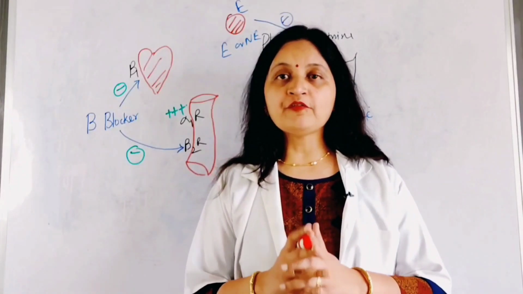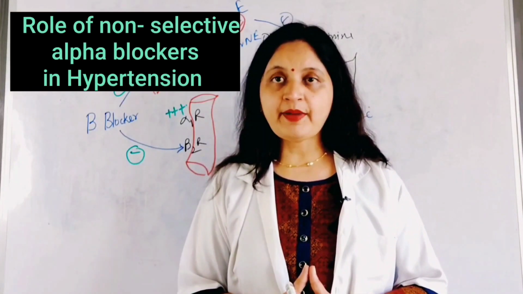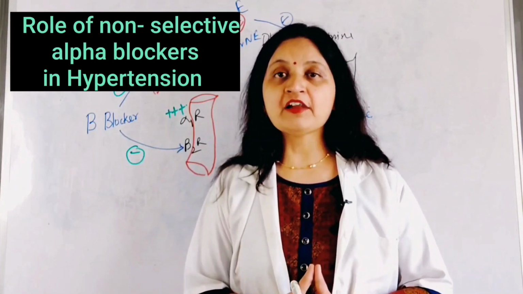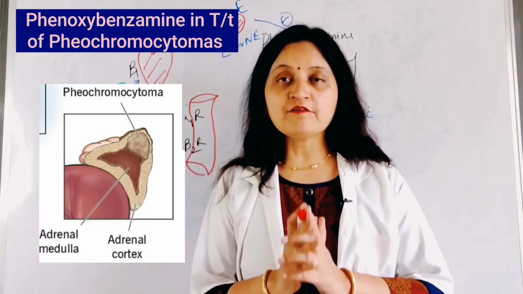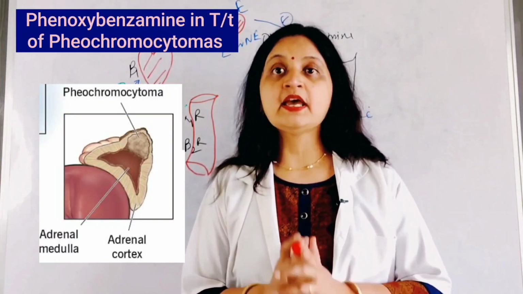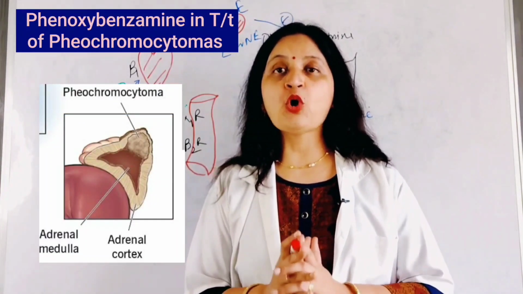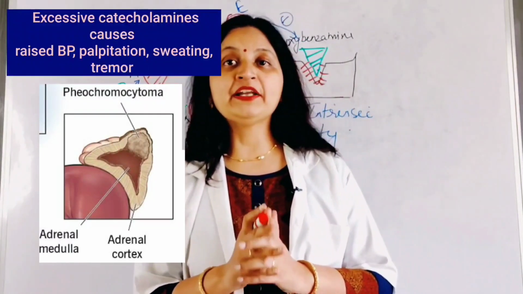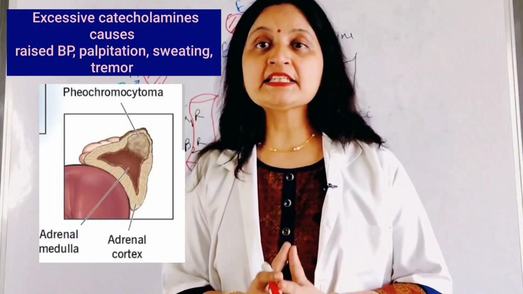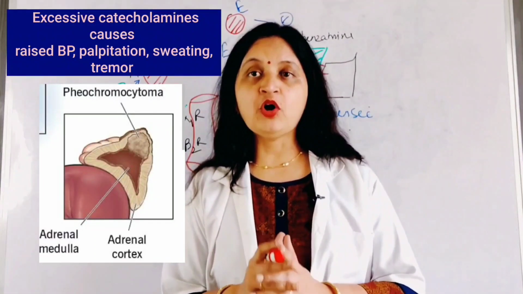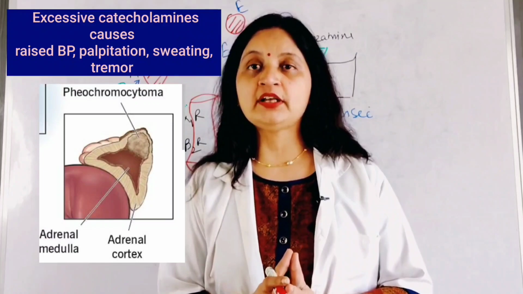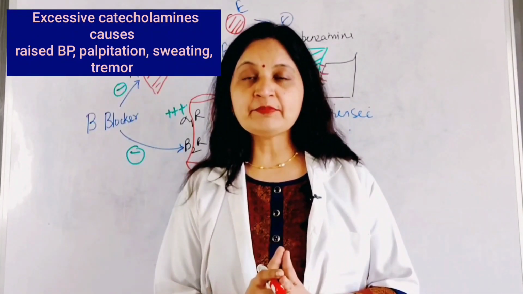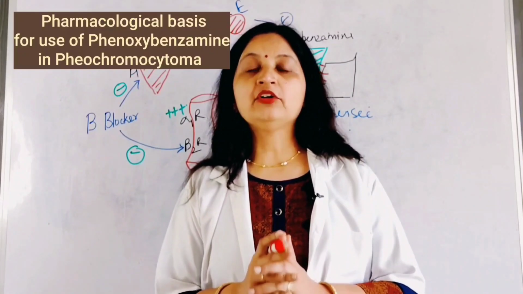So coming to the role of non-selective alpha blockers in the management of hypertension. Phenoxybenzamine, a non-selective alpha blocker that blocks both alpha-1 and alpha-2 receptors, is useful in the treatment of pheochromocytoma. Pheochromocytoma is a tumor of the adrenal medulla that produces excessive secretion of epinephrine and norepinephrine into the circulation, which causes symptoms of palpitation, raised blood pressure, sweating and tremor.